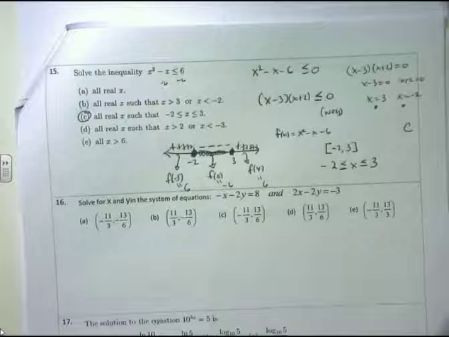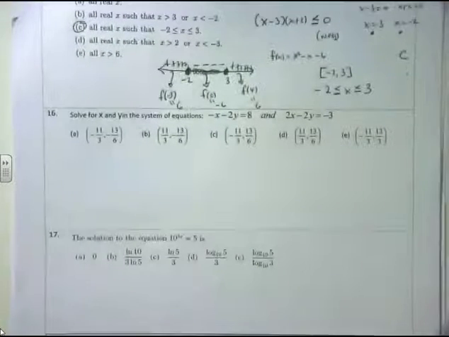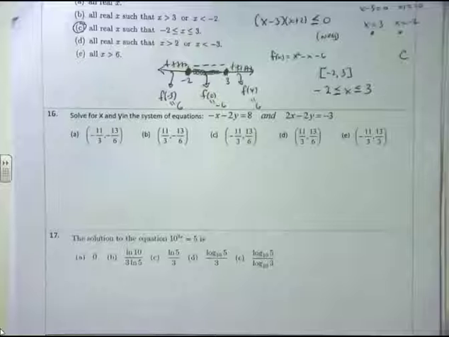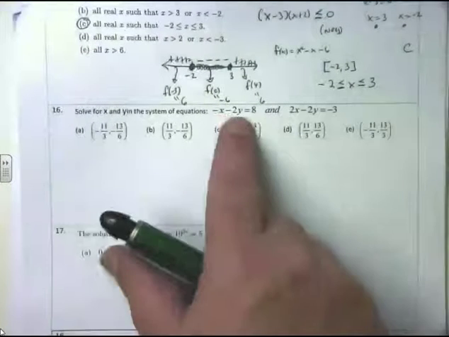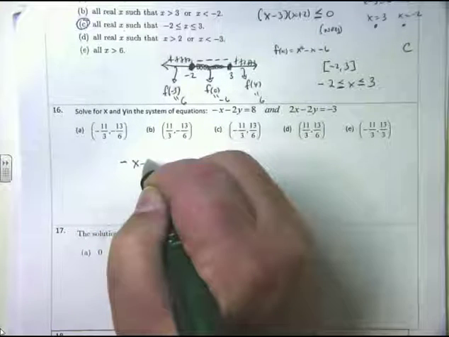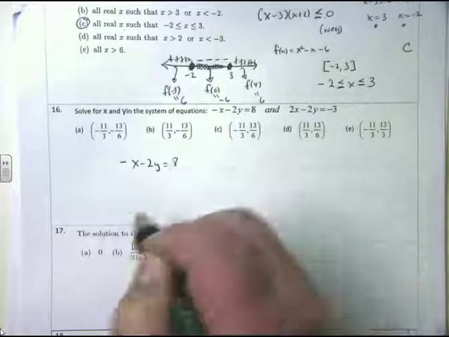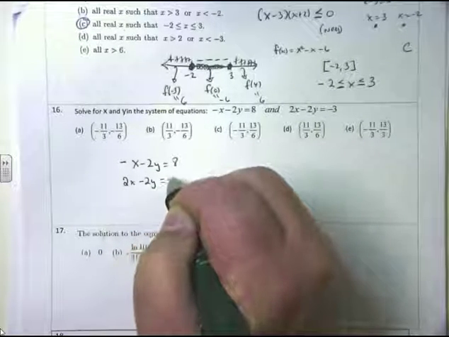Okay. This one is a system of equations, classic chapter 8.1 stuff here. So I want to solve this system of equations. Everything's set to one side, so I basically have negative x minus 2y equals 8, and 2x minus 2y equals negative 3.